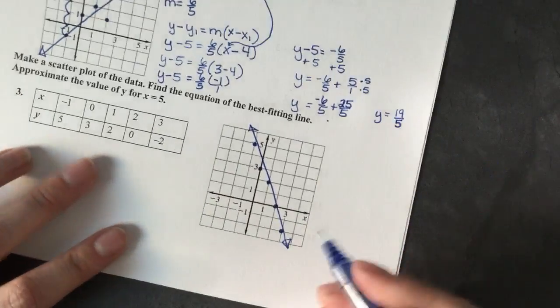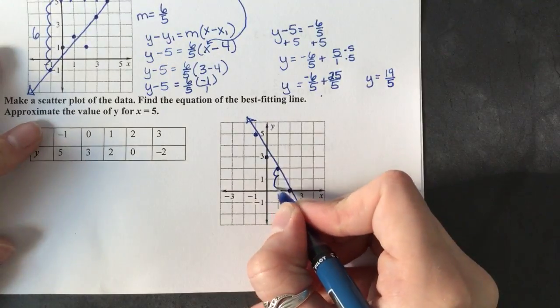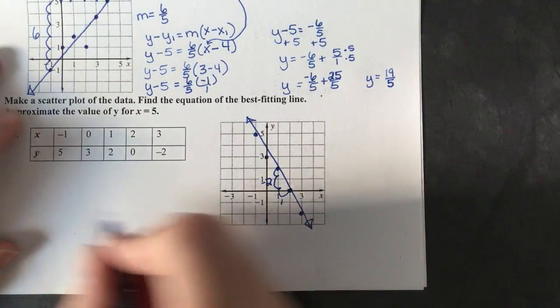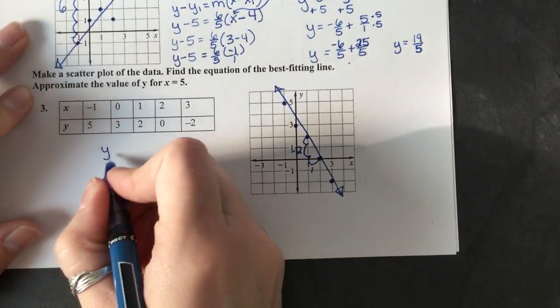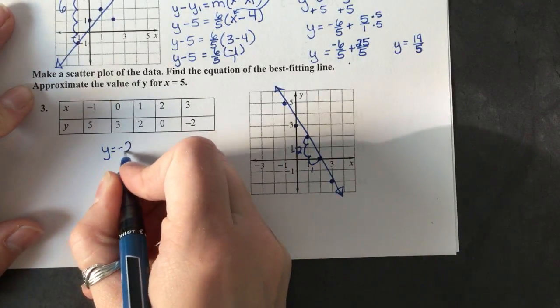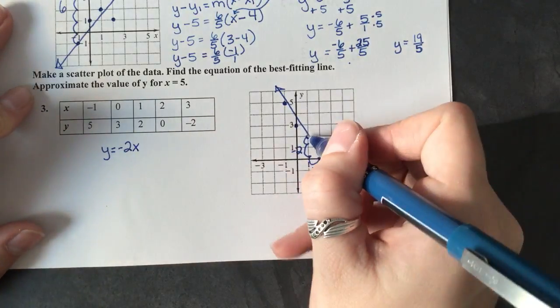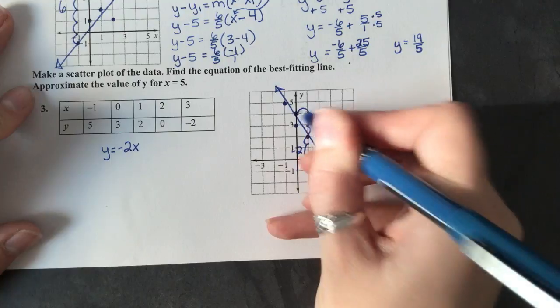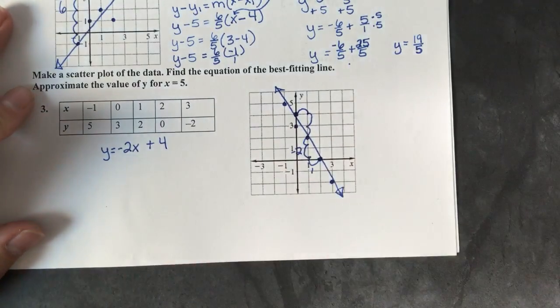These three are the same. Down 2, forward 1, y equals -2x, and using my slope up 2, back 1, I have a y-intercept of 4.